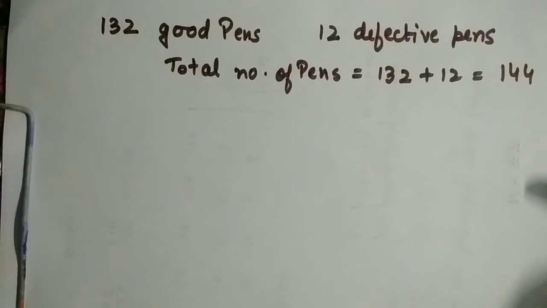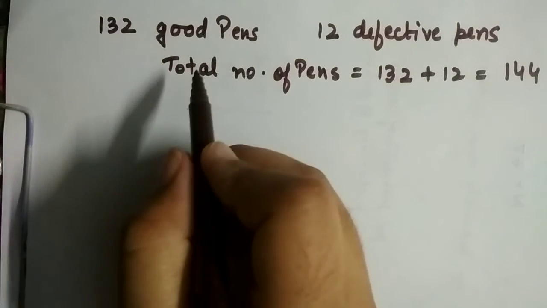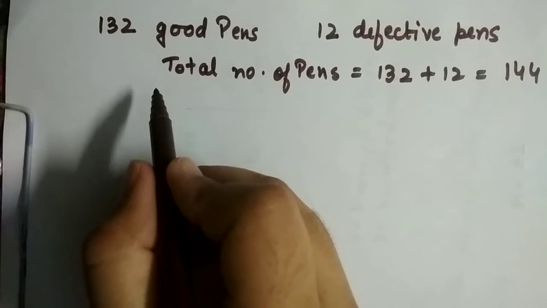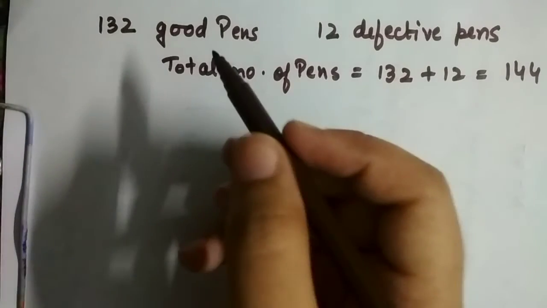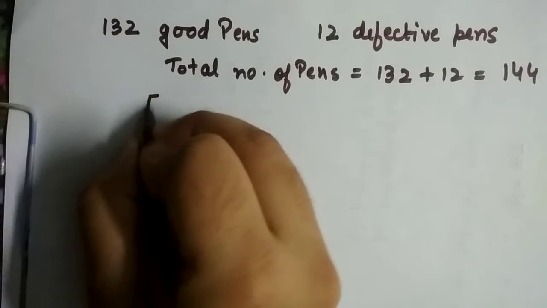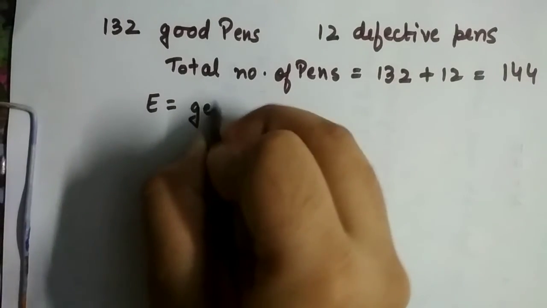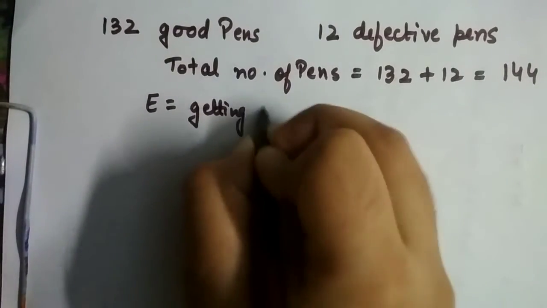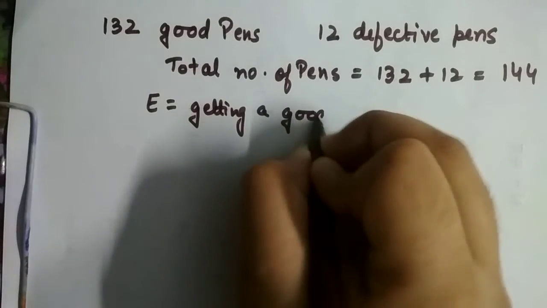We are given that one pen is taken out at random from this lot. We have to determine the probability that the pen taken out is a good one. So we are taking out a pen and we have to determine the probability of it being a good pen. So our event is getting a good pen.